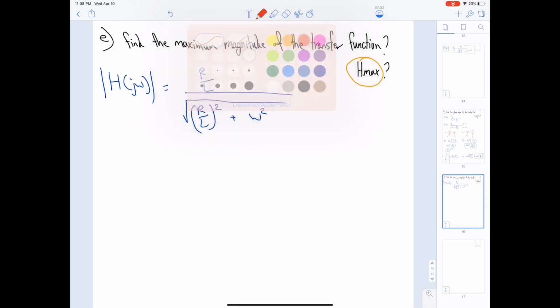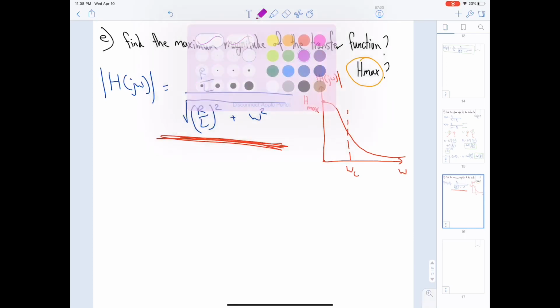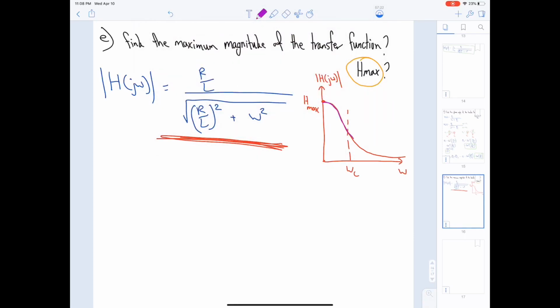This will help you a lot. So this is our angular frequency with the magnitude plot. We already know that this is a low pass filter, so it will be like this, right? Here we have the cutoff frequency, and this is our h max. Now, this magnitude expression represents this line, okay?